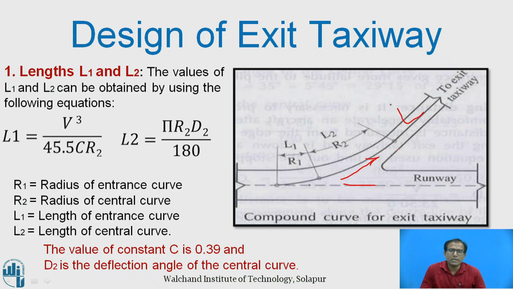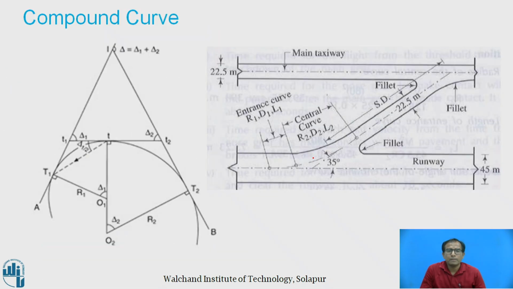So we are trying to design the length of a taxiway and decide L1, R1, L2, R2, D1, D2. Considering the compound curve, we have two radiuses, R1 and R2, and L1 and L2, and delta 1 and delta 2, or D1 and D2. So two deflection angles, two lengths and two radiuses.